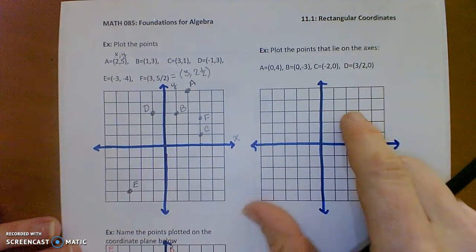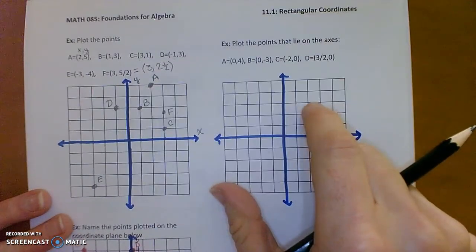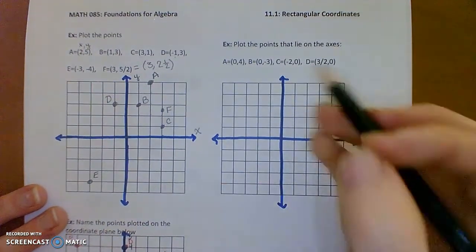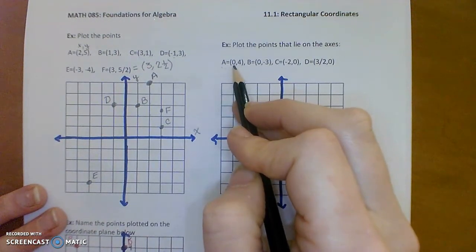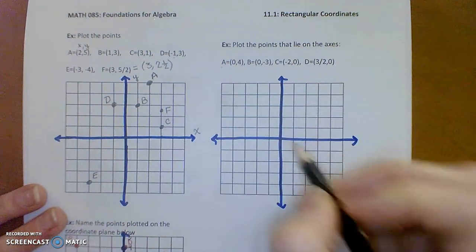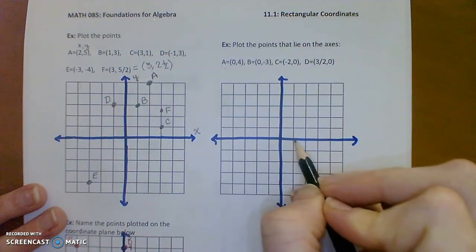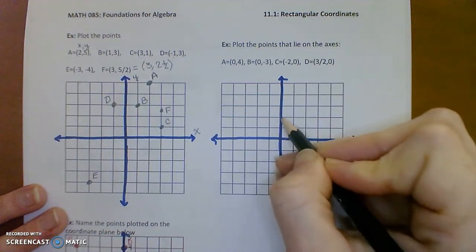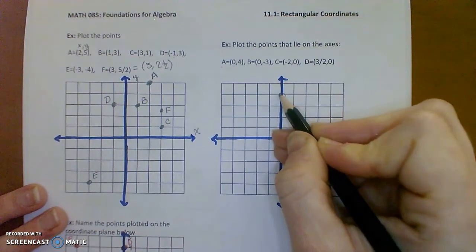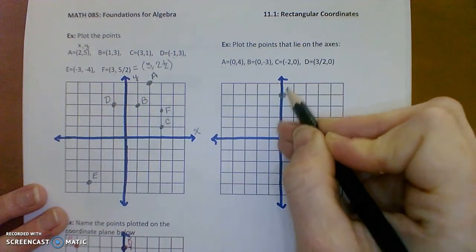All right, let's do another example where we plot points that actually lie on the axes. Let's find 0, 4. So the x-coordinate is 0, so that means I don't go any position left or right, and 4 units up. So 1, 2, 3, 4. There's that point right there. That's A.